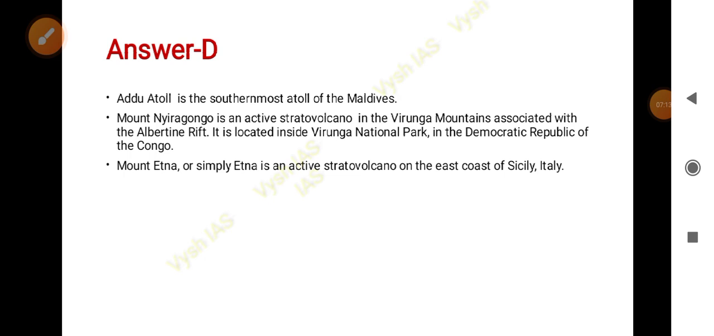Then there is Mount Etna, or simply Etna. I think this was asked in one of the prelims questions, I don't remember exactly. This is also an active stratovolcano, and it is found on the eastern coast of Sicily in Italy, not Greece.